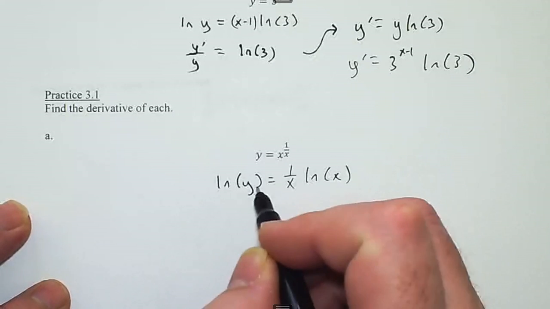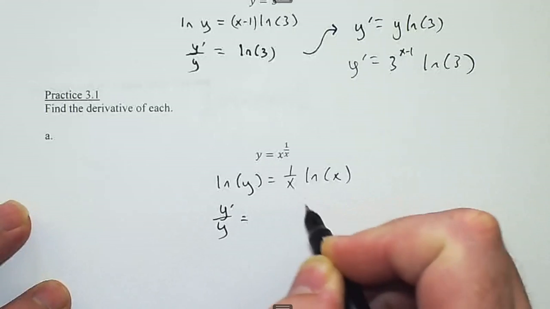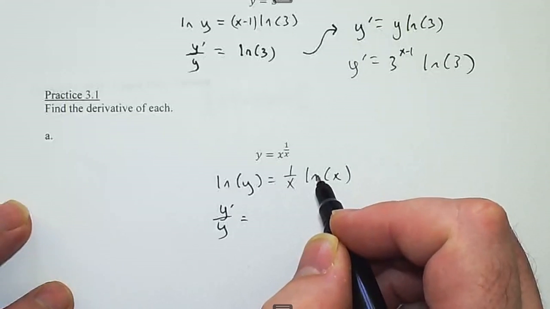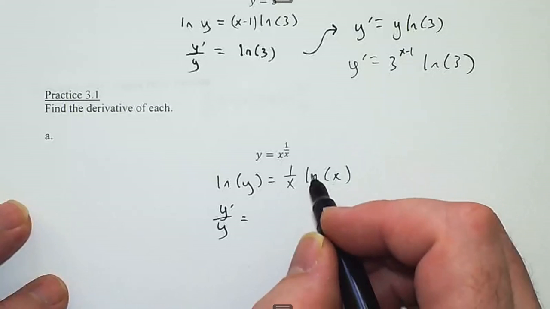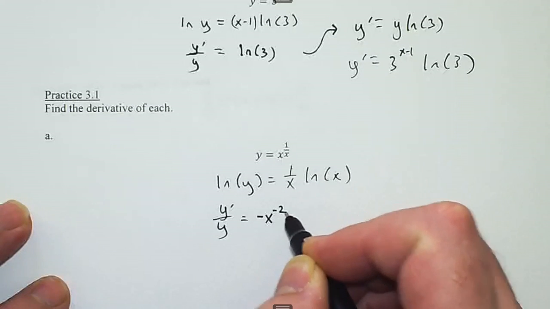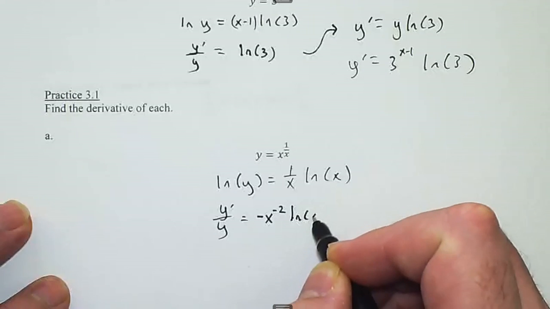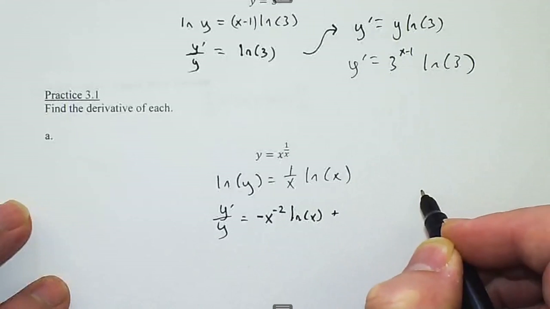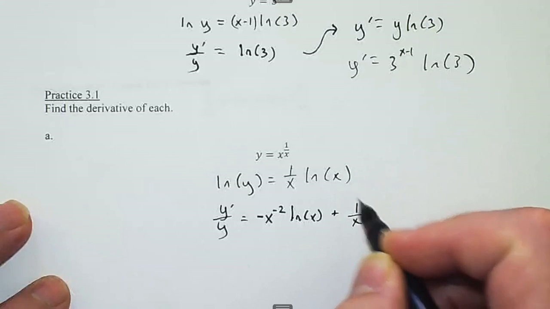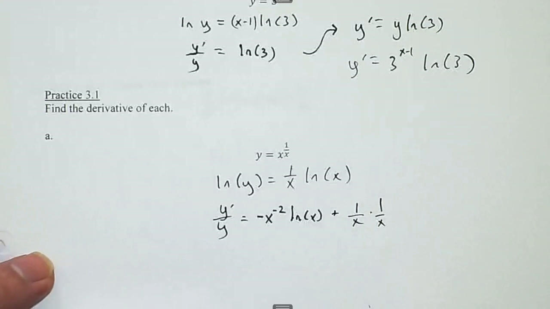The natural log of u, the derivative is u prime over u. Here I need to use the product rule. This is x to the negative 1, so its derivative is negative x to the negative 2 times the natural log of x, plus the derivative of natural log of x, which is 1 over x. So we get something kind of like that.